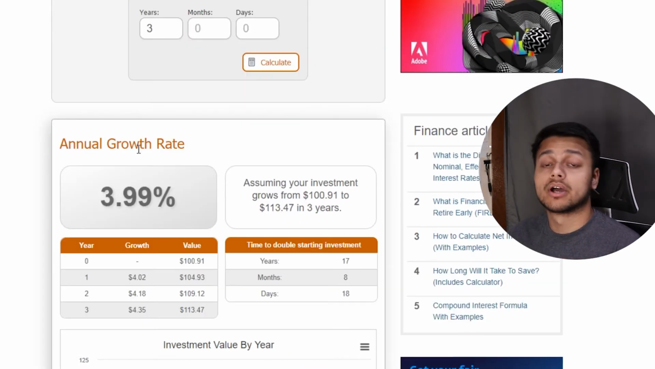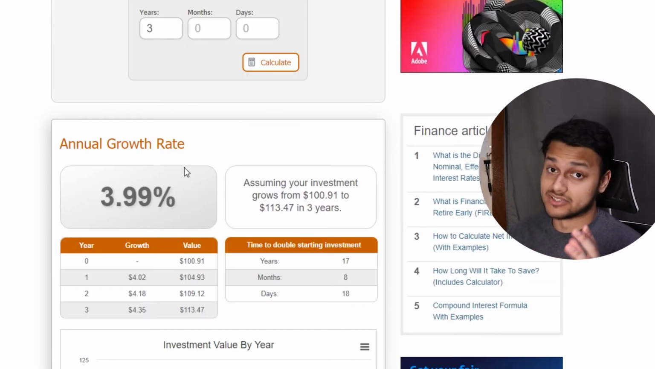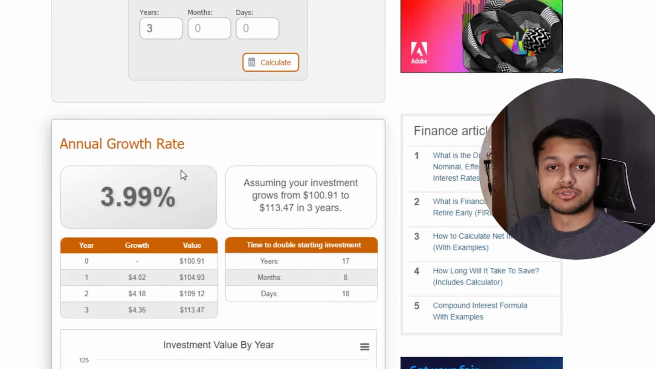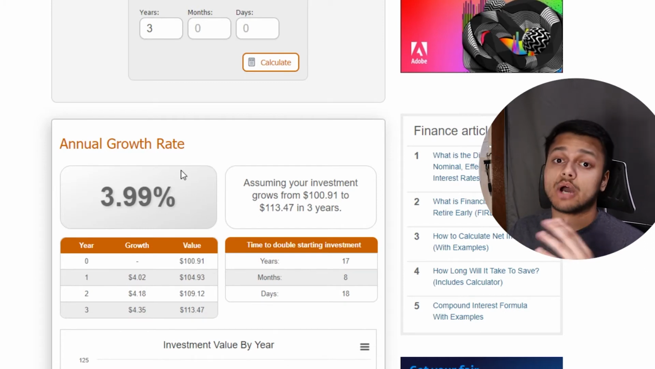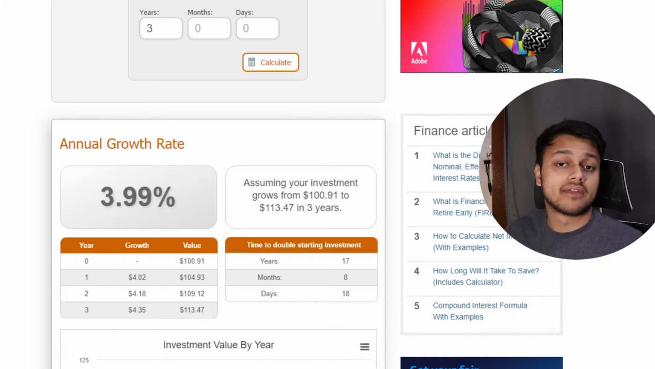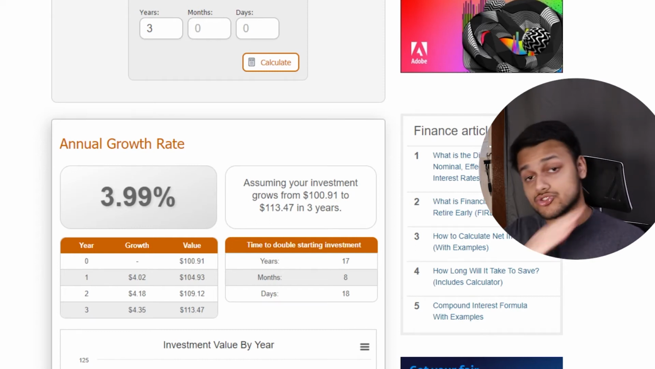Now, the annual compounded growth rate we've got here is 4%, which might not actually seem that attractive, but it is still more than a savings account. As I've mentioned in other videos as well, the market generally returns between 7 to 10% per year. However, as you can see, for the last 3-ish years, the return has been about 4% for this ETF. Just keep in mind that these returns are not guaranteed in any way. However, the market tends to trend upwards.